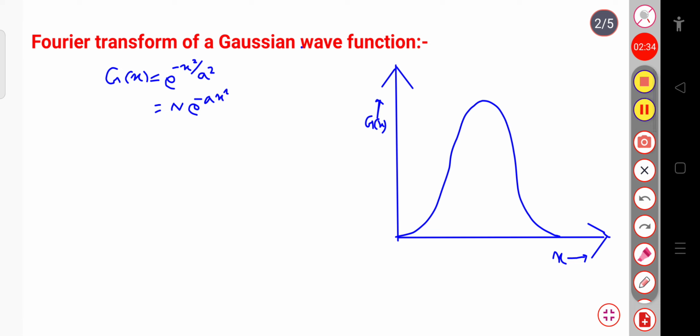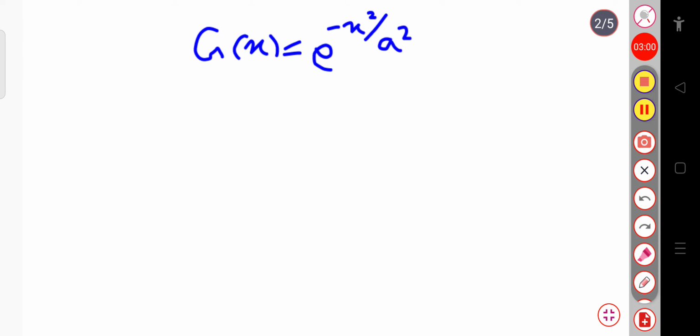Now what we will do, up to this much we have an idea about the Gaussian wave function, that is, the form of the Gaussian wave function is exponential minus x square. Now we will take this Gaussian wave function and try to calculate its Fourier transform. Okay. Now let us write the Fourier transform equation.